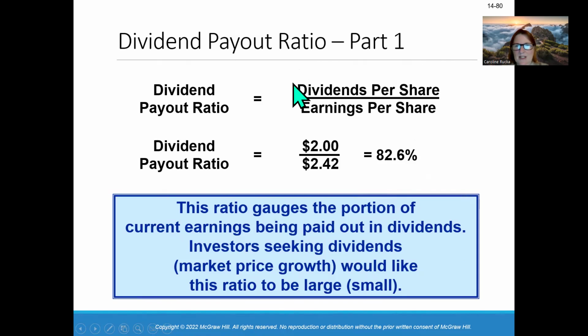Next up, the dividend payout ratio. That's the dividends per share divided by earnings per share. This is big for investors. The ratio gauges the portion of current earnings being paid out in dividends. So investors who are seeking dividends would like this ratio to be quite large.